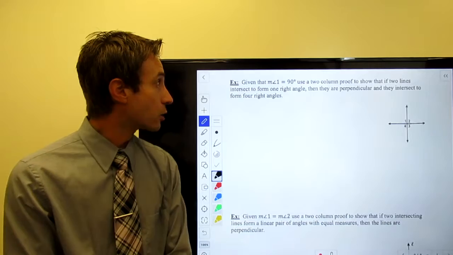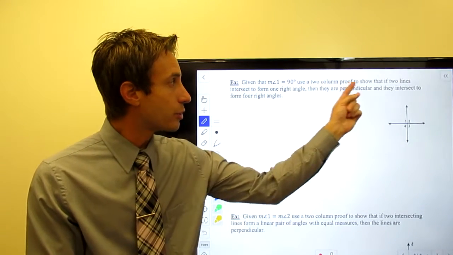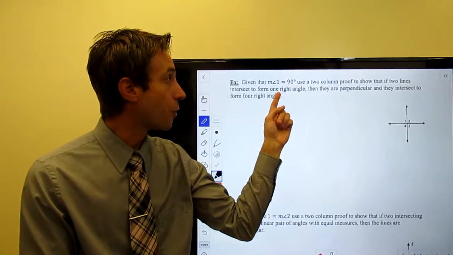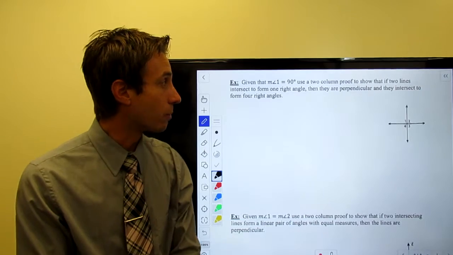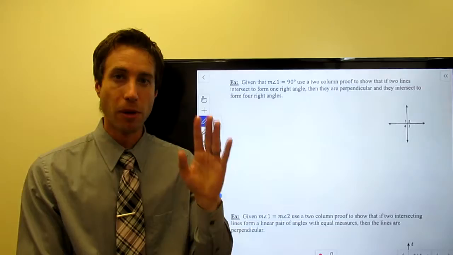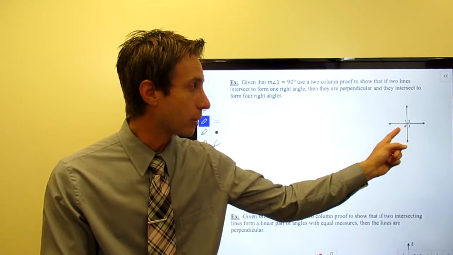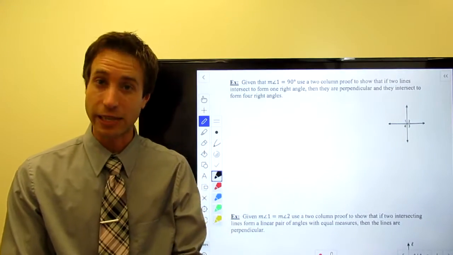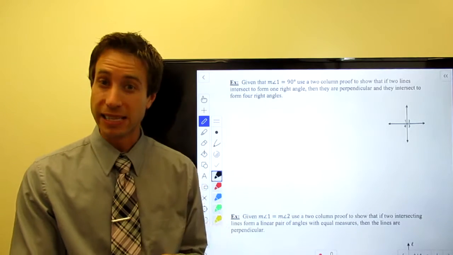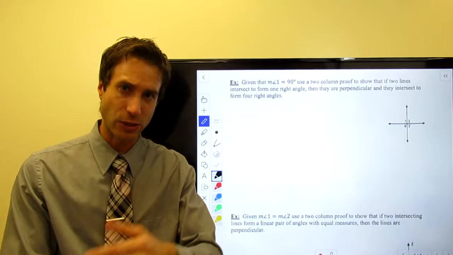So the first one, here's what I want you to do. You're given that the measure of angle 1 is 90 degrees. I want you to write a two-column proof to show that the two lines intersect to form a right angle. That means they are perpendicular and that they intersect to form four right angles. So you're going to prove to me that angle 1, angle 2, angle 3, and angle 4 are all 90 degrees. If one of them is a right angle, they all have to be right angles. That's what we're going to prove.